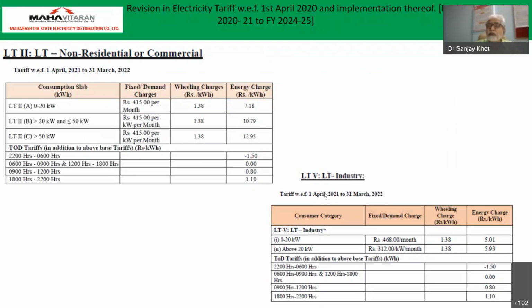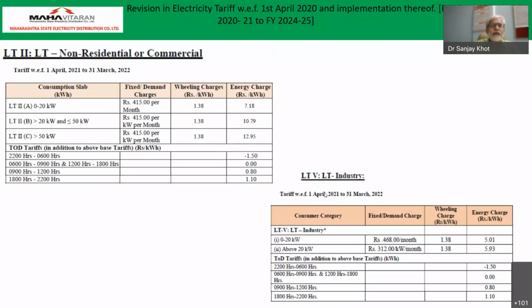Now, similarly for commercial buildings, nowadays all the engineering colleges and pharmacy colleges are coming under this non-residential or commercial category. These are different categories. Again, these categories depend on LT2 A, B, C, which depends on how much the contract demand is.